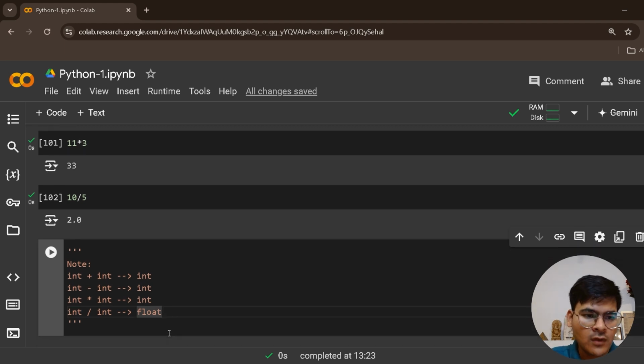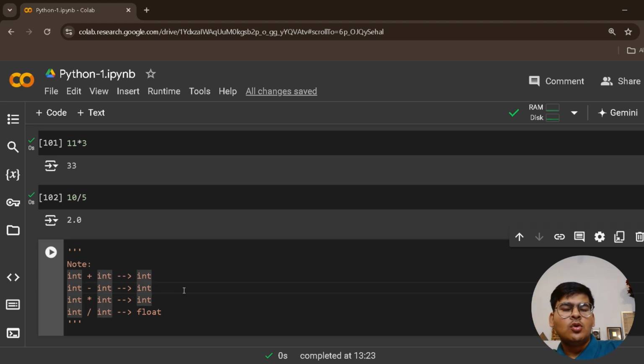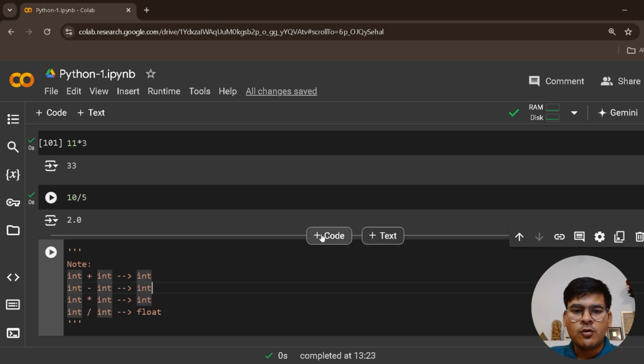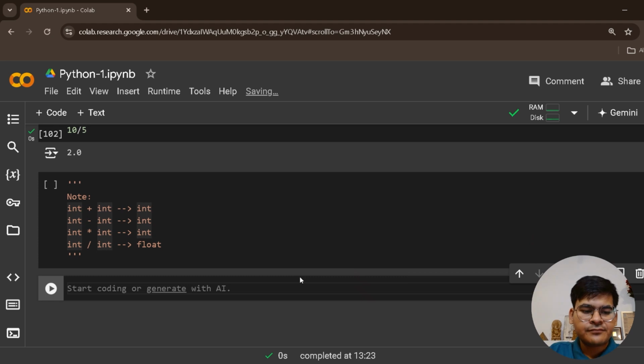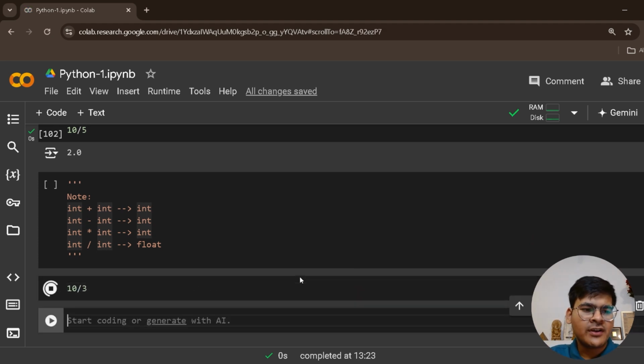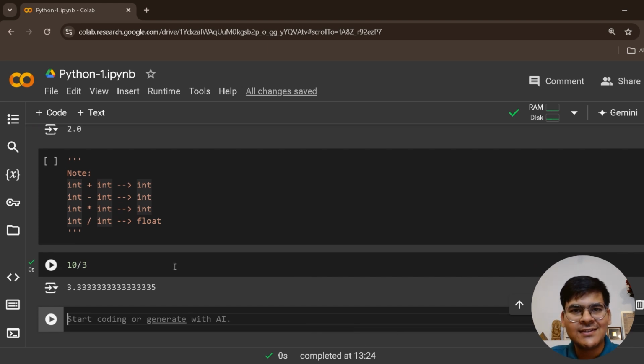Very important. Why? Because as you can see, in these cases, if you're dealing with integers, there is no chance of getting a decimal number. But in the case of division, if you divide two integers, there is a possibility of getting a decimal number. For example, if I write 10 divided by 3, you know 10 divided by 3 is 3 point recurring 3, so 3.333. So there is a possibility of having a decimal point.